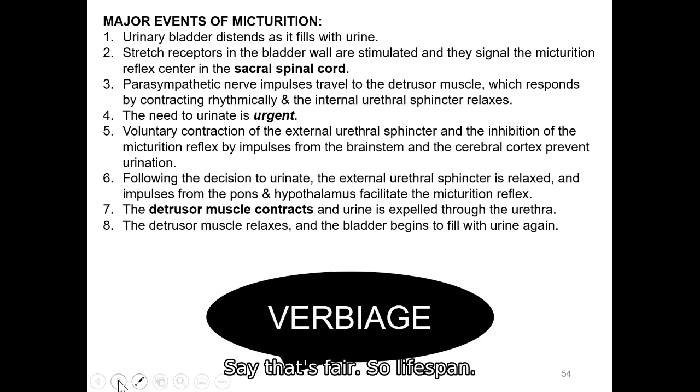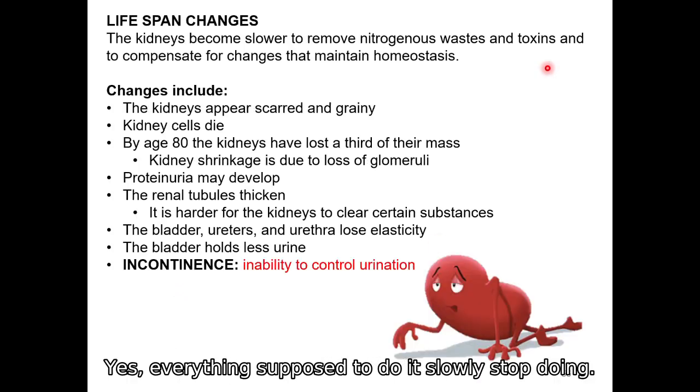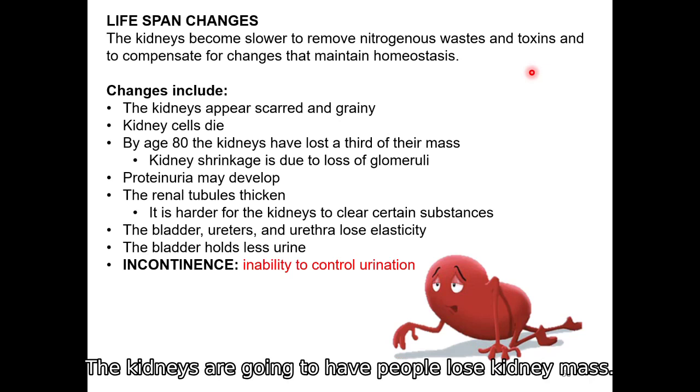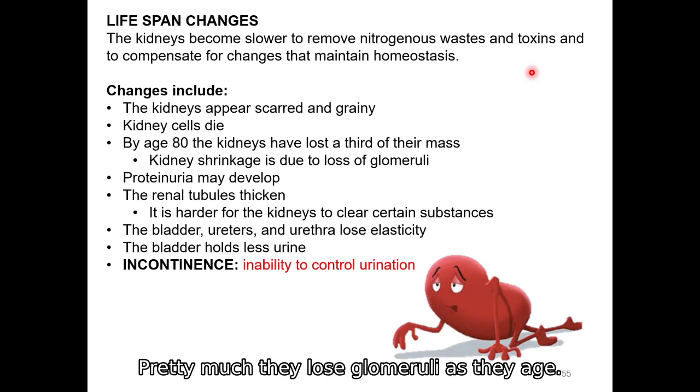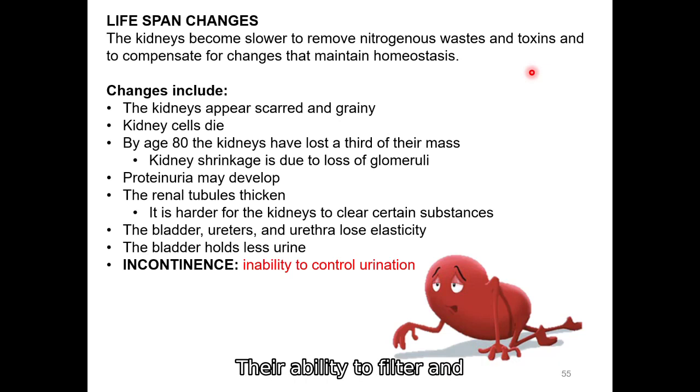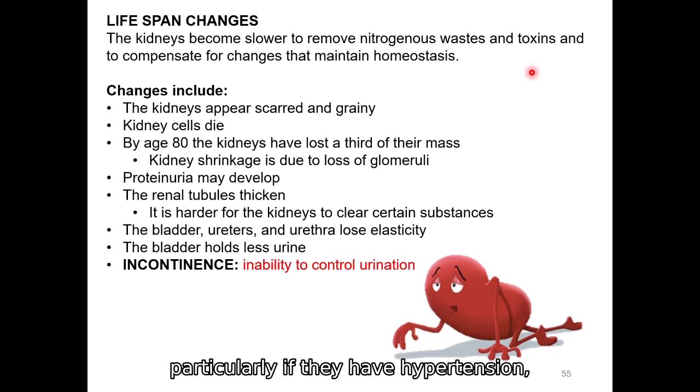And there's the words for you. So lifespan changes, yes, everything that's supposed to do something, it slowly stops doing. But yeah, people lose kidney mass. Pretty much they lose glomeruli as they age. And so their ability to filter and create urine is going to go down. Kidneys also have an appearance, particularly if they have hypertension, they'll look extra grainy and scarred.